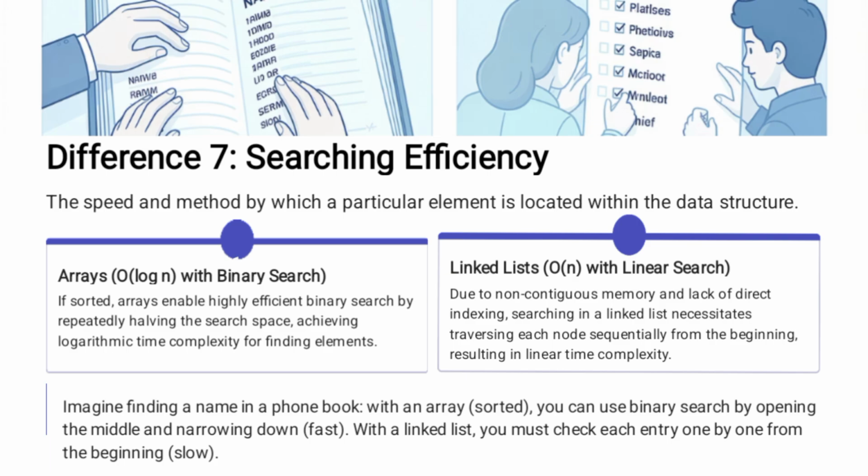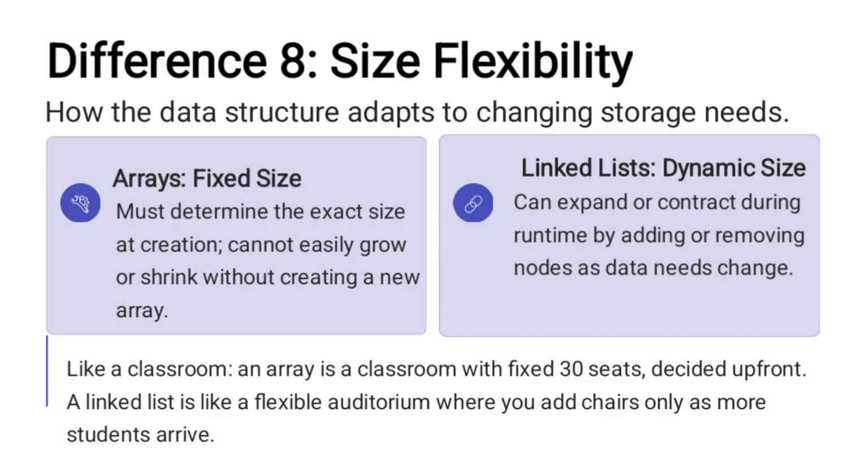As in the given image, when we are finding a name in a phone book, if the phone book is arranged in an array format, then you can use any searching operation and can find that name. Whereas in a linked list, you must check each entry one by one, and only then can you find your name.